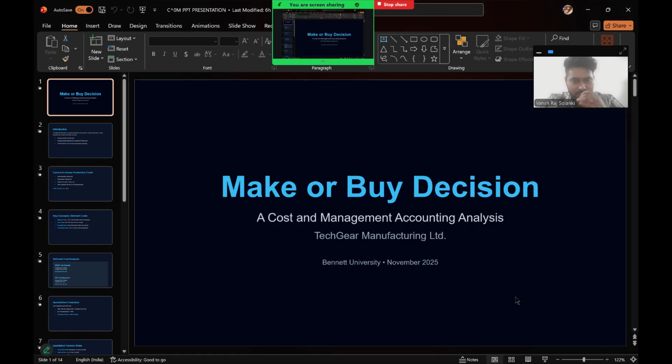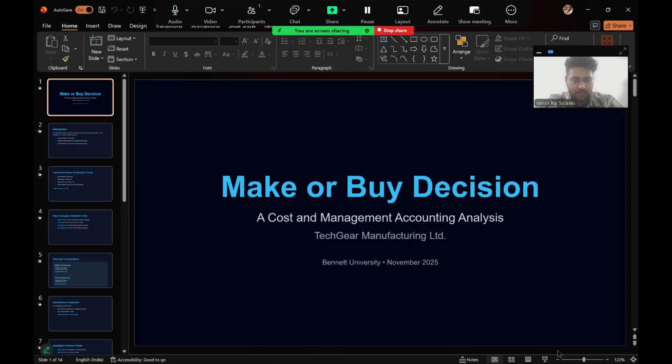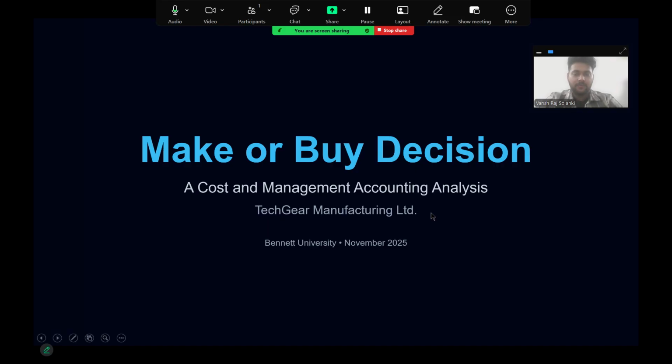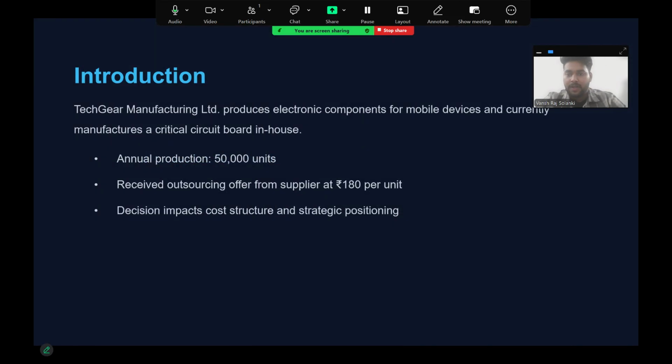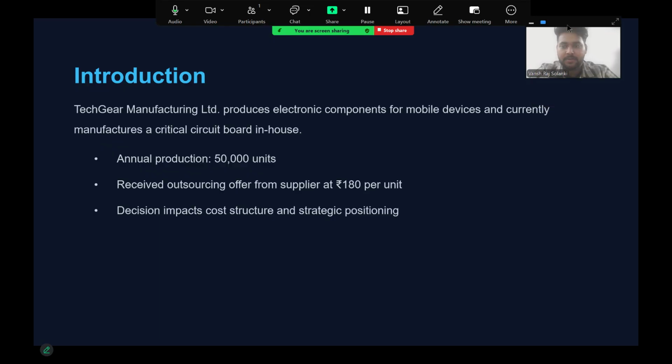So I'm going to discuss the make or buy decision. We have taken a hypothetical company, Tech Gear Manufacturing Limited. So let's start. First, introduction. Tech Gear Manufacturing Limited produces electronic components for mobile devices and currently manufactures a critical circuit board in-house. Annual production of the company is 50,000 units. They received an outsourcing offer from a supplier who is ready to supply them for rupees 180 per unit. Now, the decision impacts cost structure and strategic positioning.